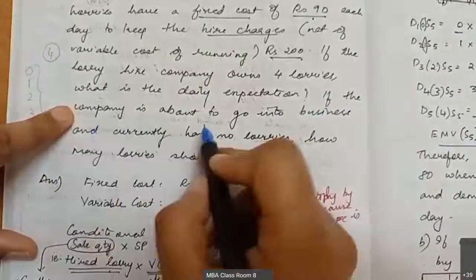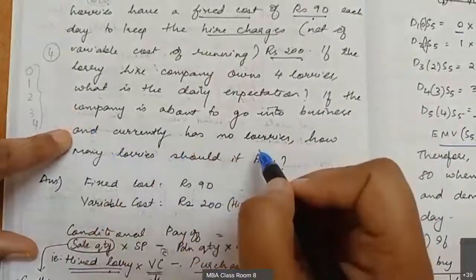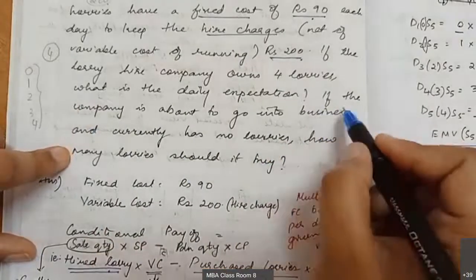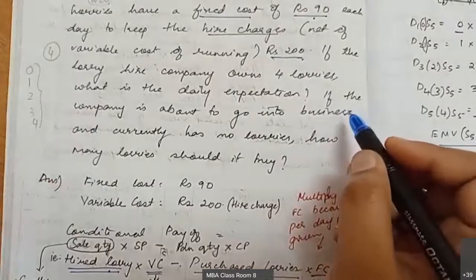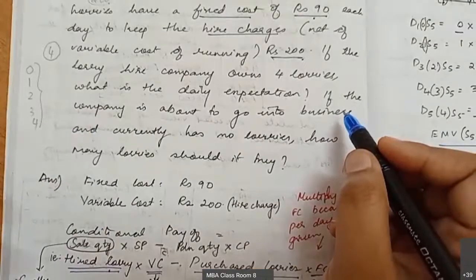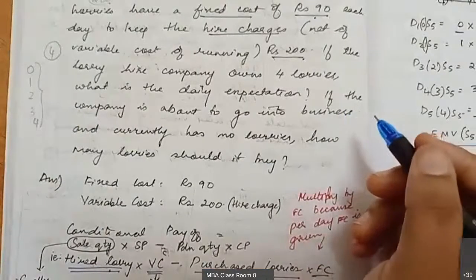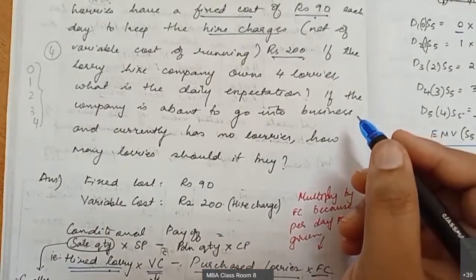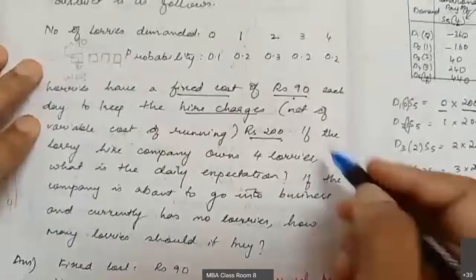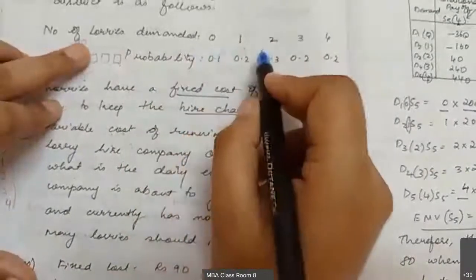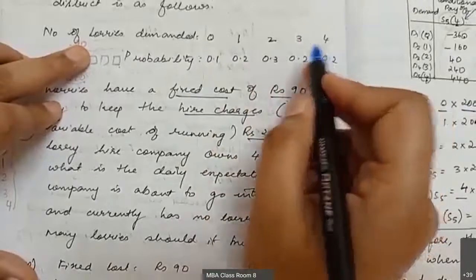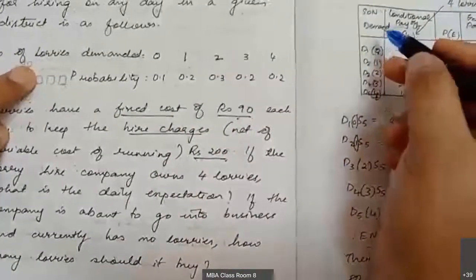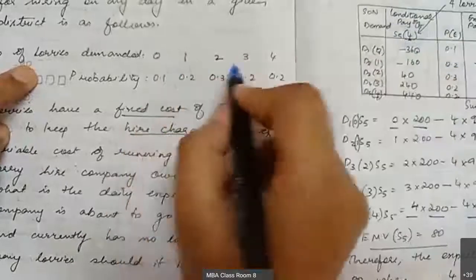If the company is about to go into business and currently has no lorries, how many lorries should it buy? This question is what we saw in the previous classes. In the present situation, there are no lorries for this company. They have to make a decision on how many lorries they have to buy. So we already have the demand is 0, 1, 2, 3, and 4. These are the demand values, means these are the states of nature. On the first column, we'll write 0, 1, 2, 3, and 4.